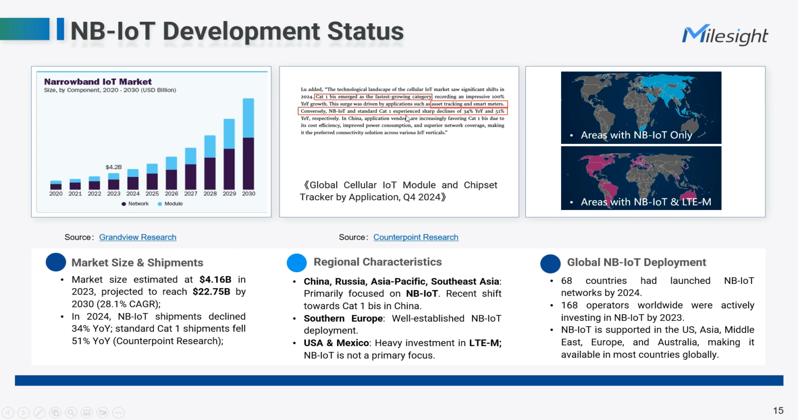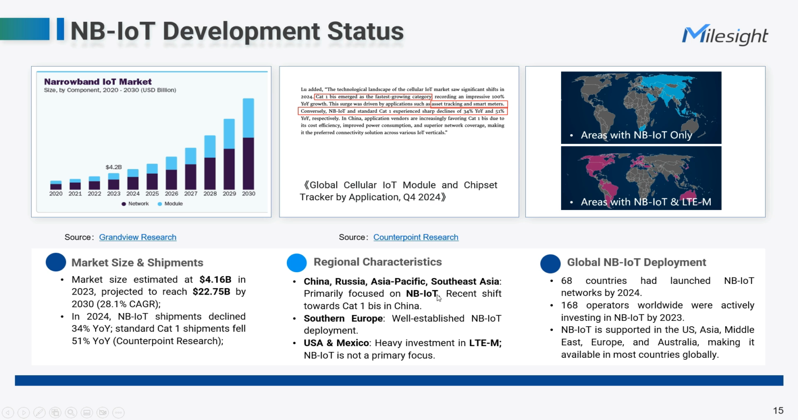Here's what's really happening. Cat 1 bis has become the fastest growing category, with shipments exploding by 100% last year. A lot of this growth is being driven by applications like asset tracking and smart meters. On the other hand, shipments for both NB and standard Cat 1 saw a major drop, down 34% and 51% respectively. Now let's talk about China. Even there, application providers are increasingly leaning towards Cat 1 bis because it offers a better balance of cost, power consumption, and network coverage. This leads us to the regional split, which is really key.